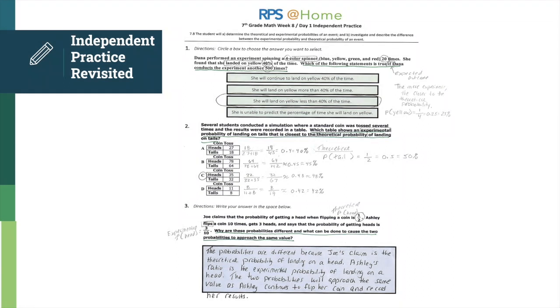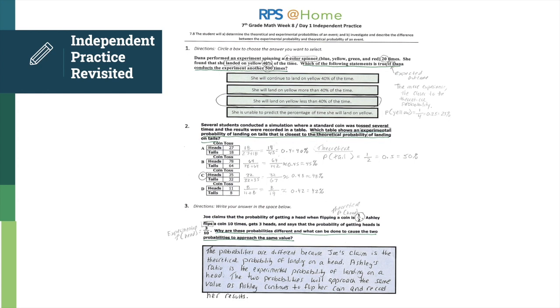Let's begin by taking a look at our independent practice from yesterday. For question number 1, we have an experiment that Dana performed using a spinner. The question asks which of the following statements is true if Dana conducts the experiment another 500 times. What's important is that the law of large numbers tells us that the experimental probability is going to approach the theoretical probability.